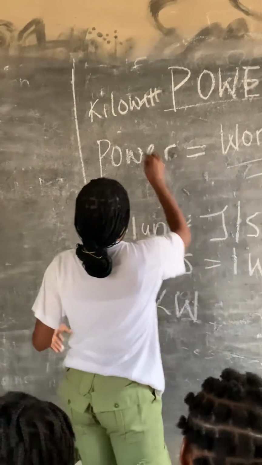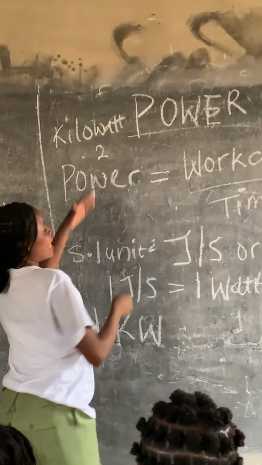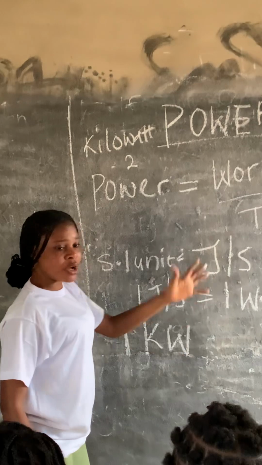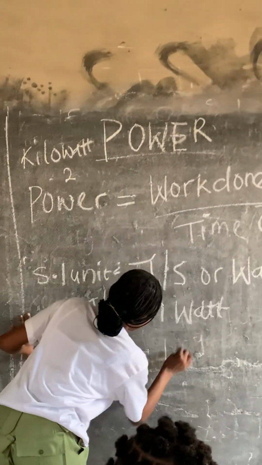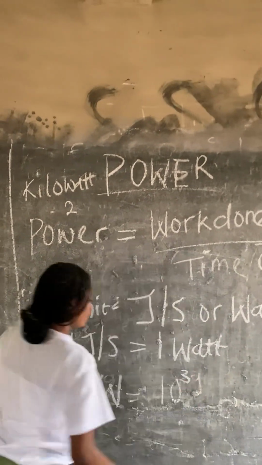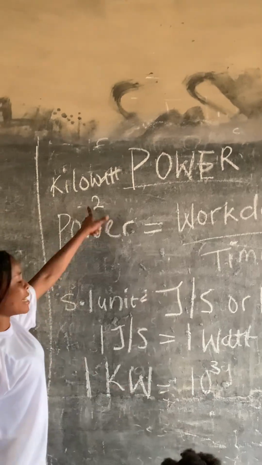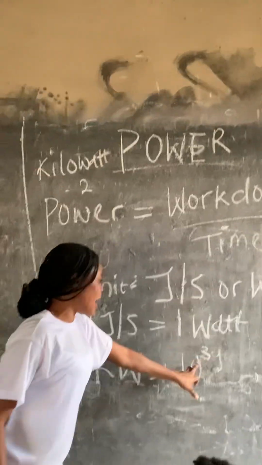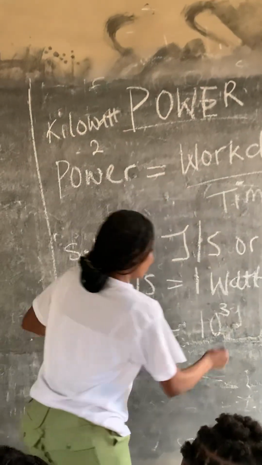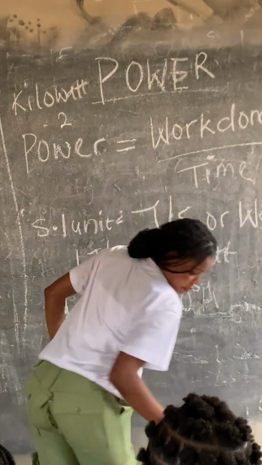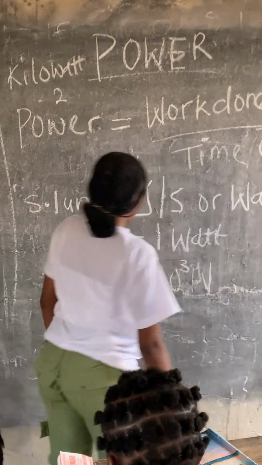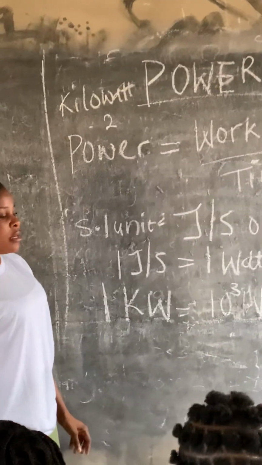So now we said that 1 kilowatt, from your normal money, if we say 2K, how many zeros does 2K have? 3. That means 1 kilo is equal to 10 raised to power 3. Remember you said that 2K has 3 zeros. So kilowatts is 3 zeros, then watts. Do you understand?